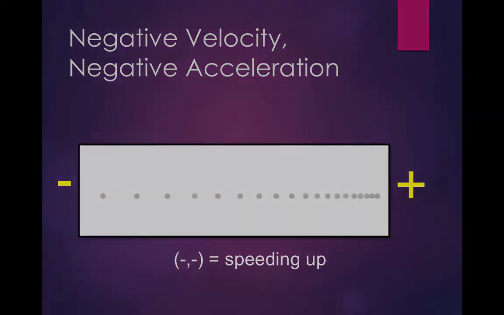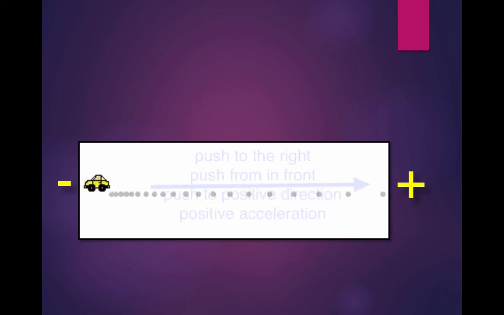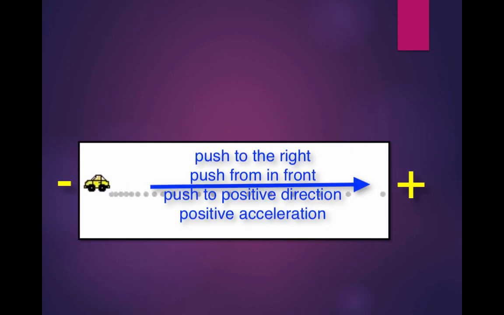There is only one other scenario. This car is slowing down while traveling to the left. Since it's slowing down, we know that the signs for velocity and acceleration should be the opposite. It is moving to the left, so it has negative velocity. The acceleration is to the right. The push on the car must be to the right to slow it down. So, velocity is negative, acceleration is positive.